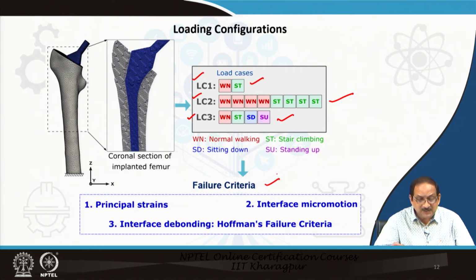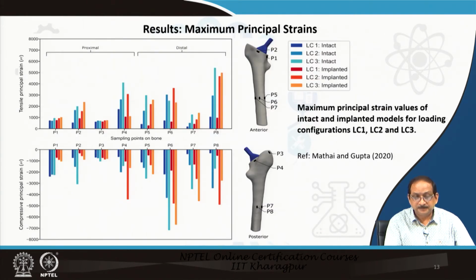Now, we will be investigating the failure criteria, and we will be looking into principal strains, interface micromotion and interface debonding using Hoffman's failure criteria. So, let us look into the results of the maximum principal strains.